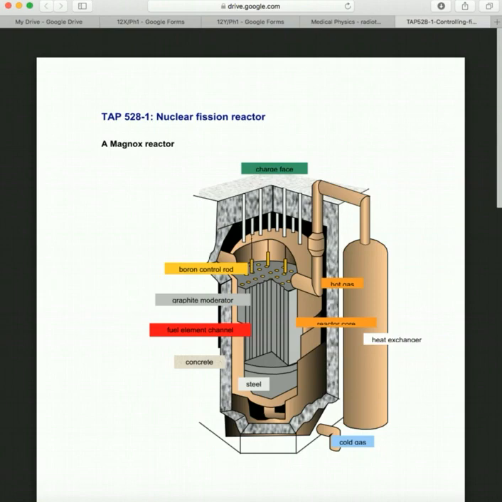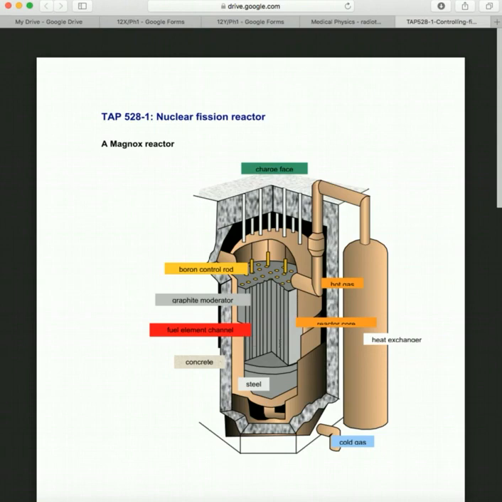These can be raised and lowered to control the reaction. So if you want to stop it, you can drop the control rods into the reactor and all the neutrons get absorbed, the reaction stops. If you want to speed it up, you can lift the control rods out so more neutrons then get through to the fuel rods and cause fission. So that's how we control the reaction, that's how the reaction occurs.